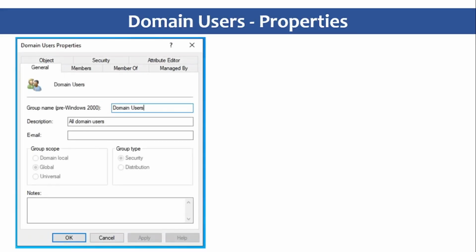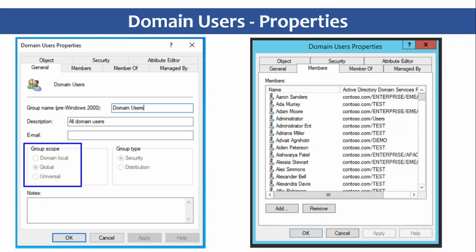Now let's look at the properties of this Domain Users group. I've opened up the properties and we can see that the scope of this group is global and the type is security, and it's grayed out. So we cannot change the scope or the type of this particular group. By default it is grayed out. And we can see the members here. Every user which we create in Active Directory is a member of this particular group by default.